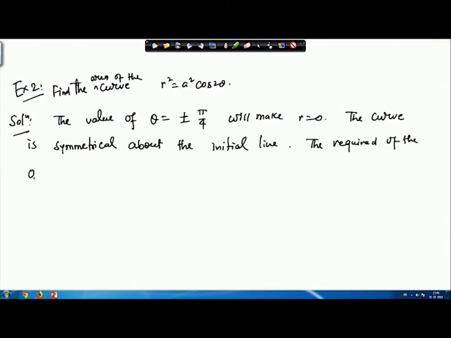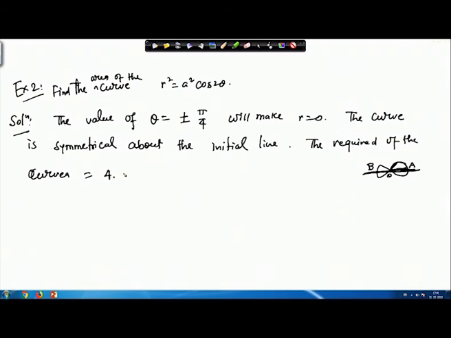of the curve is equal to 4 times, because this curve will look like something of this type. So, this is our initial line. So, that is the point A. Let us say this is point B, and this is point A, this is point B. So, we are basically calculating this area and then multiplying it by 4.